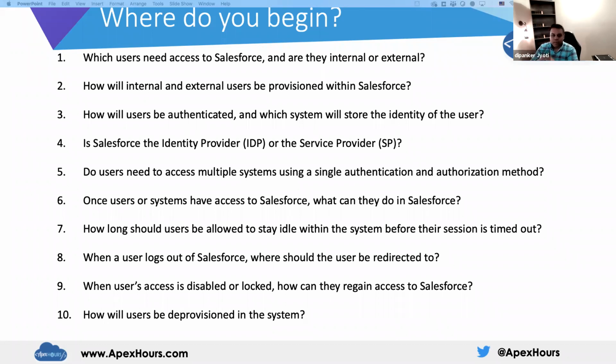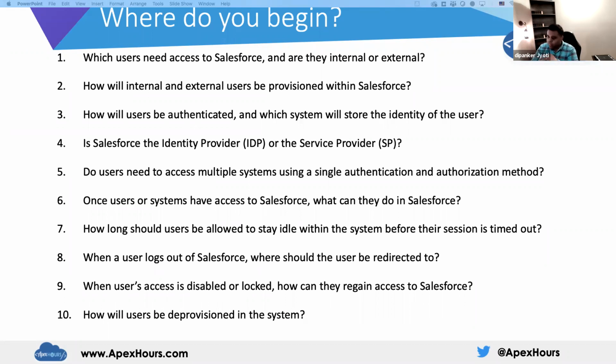What mechanisms are you using? The third one: how will users be authenticated? Authentication. Is Salesforce the identity provider or service provider? Depending on what Salesforce is considering itself, or you are considering Salesforce to be, you have an external identity provider that has to talk to Salesforce as a service provider. What does that flow look like, and how do you configure some of these attributes around IDP initiated versus SP initiated flow? The number 5 is, do users need access to multiple systems using a single authentication authorization method?